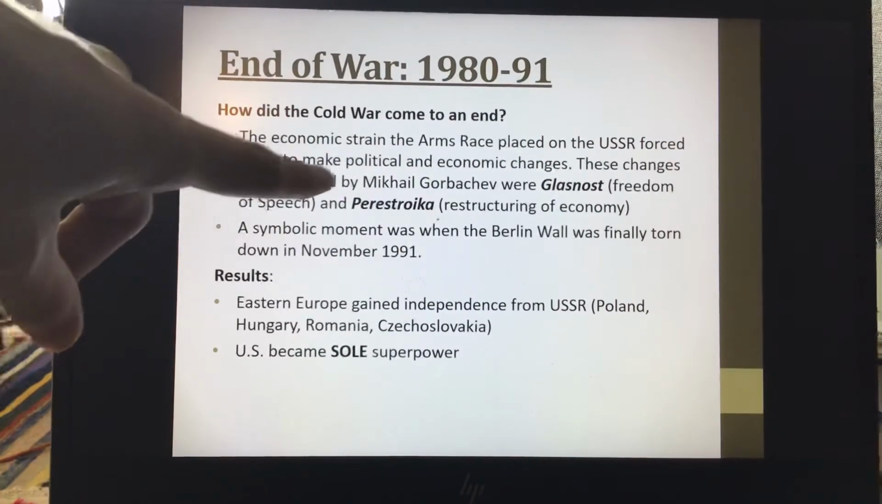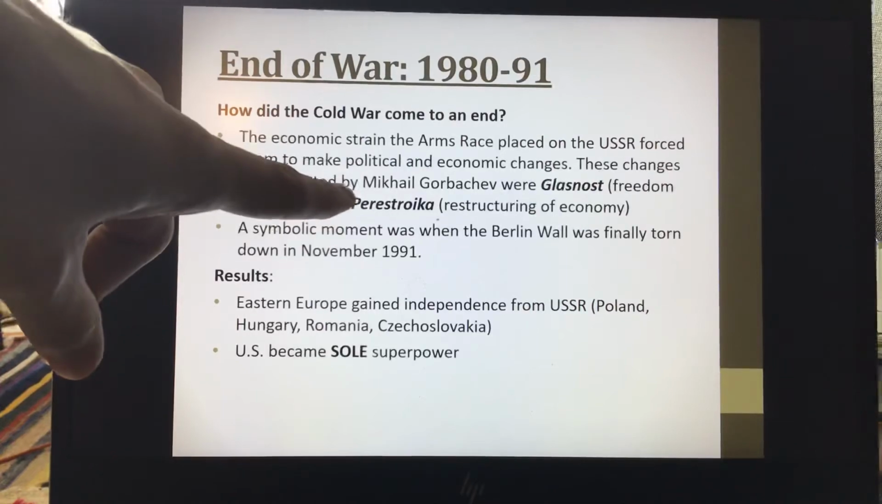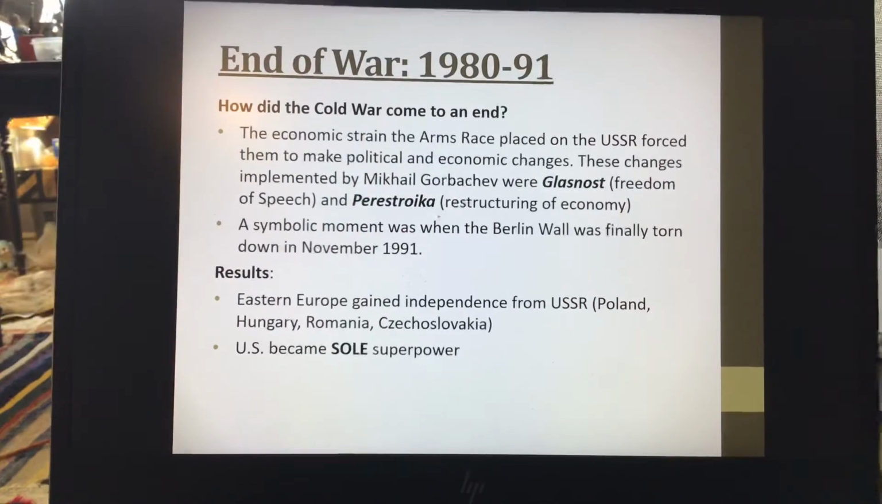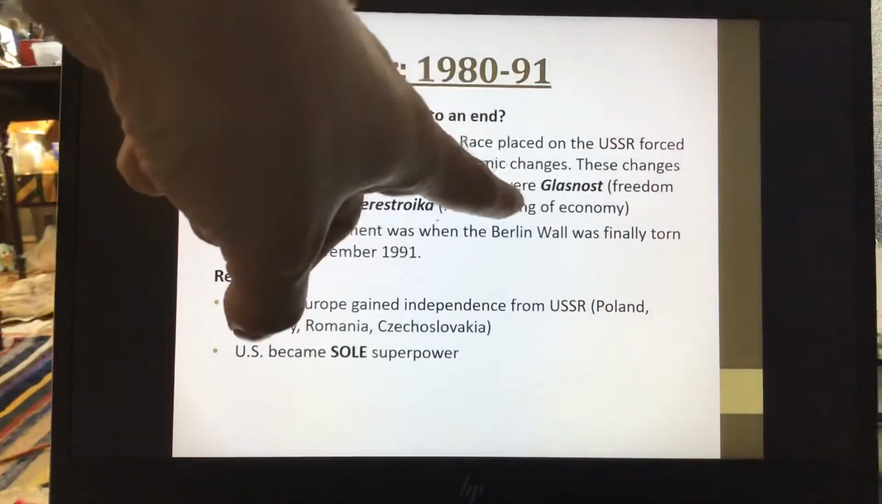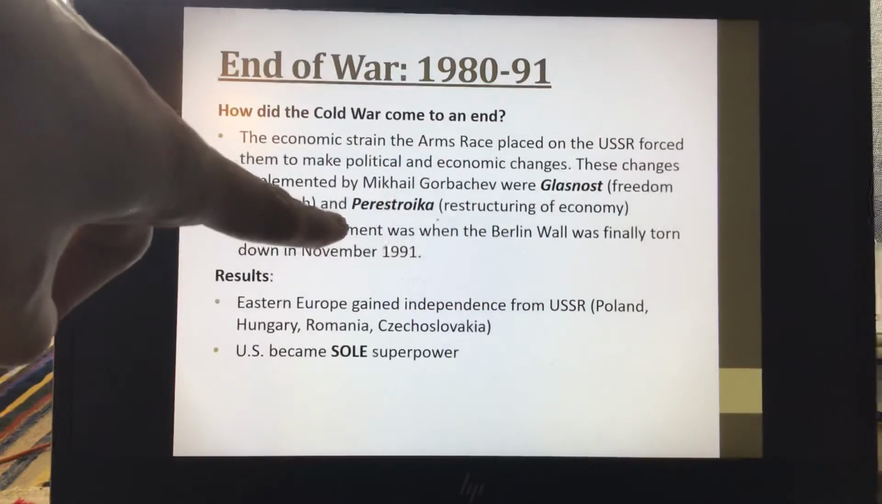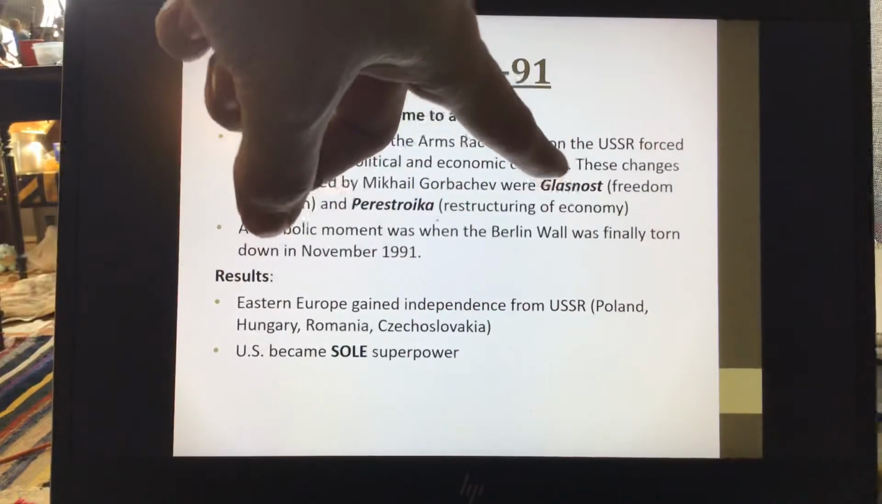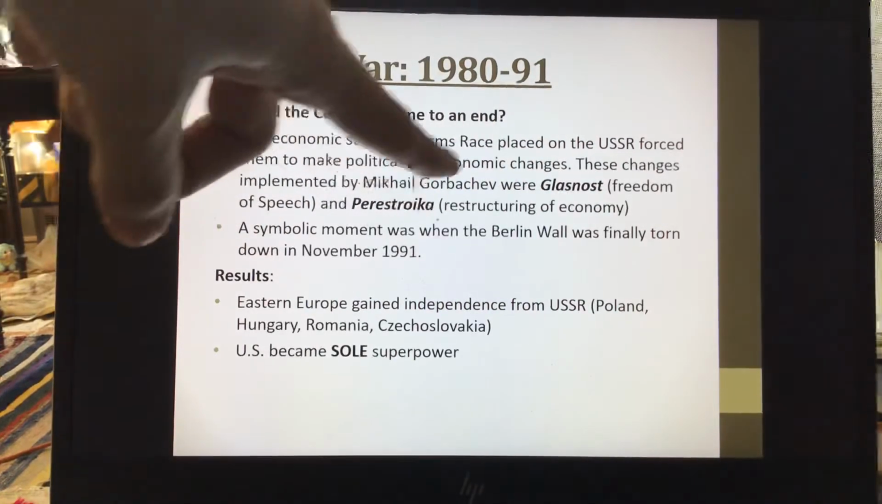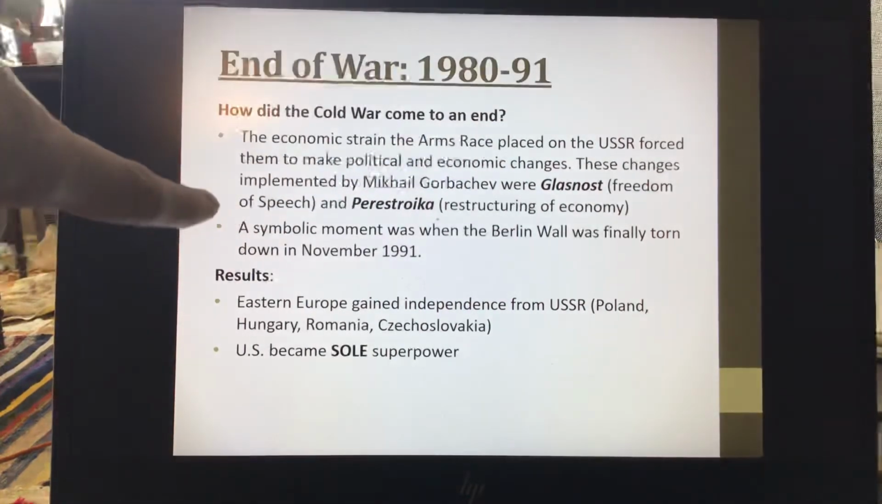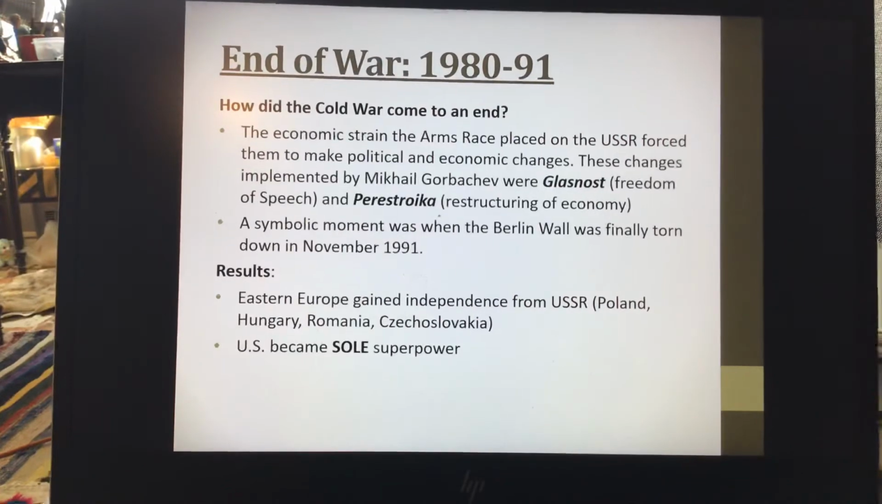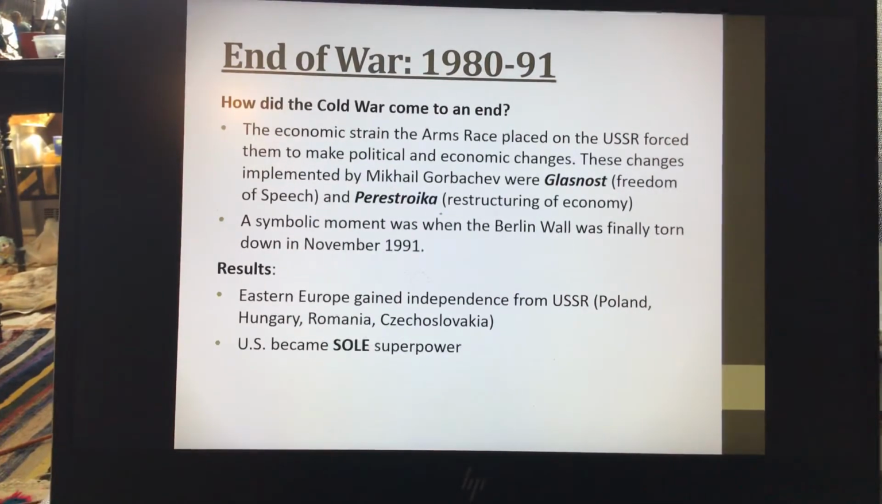So along came this man named Mikhail Gorbachev, and he instituted two policies, which you guys had defined already as vocab terms: glasnost and perestroika. So glasnost was basically his program, his policy that opened up freedom of speech, right? Because usually in communist countries, you do not have freedom of speech. There's a lot of censorship, right? A lot of things are banned. You can't say or do certain things.